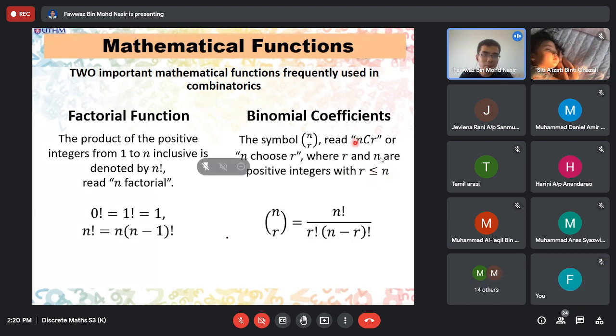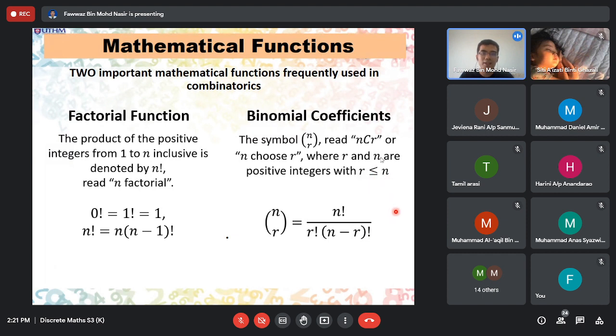Okay, so basically binomial coefficient ni is related to combinations. Nanti kita akan tengok. Okay, formula they use the same formula. Okay, binomial coefficient dia punya formula dia is the same for combinations punya formula. So basically R is the number of elements yang kita select daripada satu-satu set. N is the total number of elements in the set. Okay, so sebab tu R akan sentiasa less than or equal to N. R dia tak akan lebih daripada N.